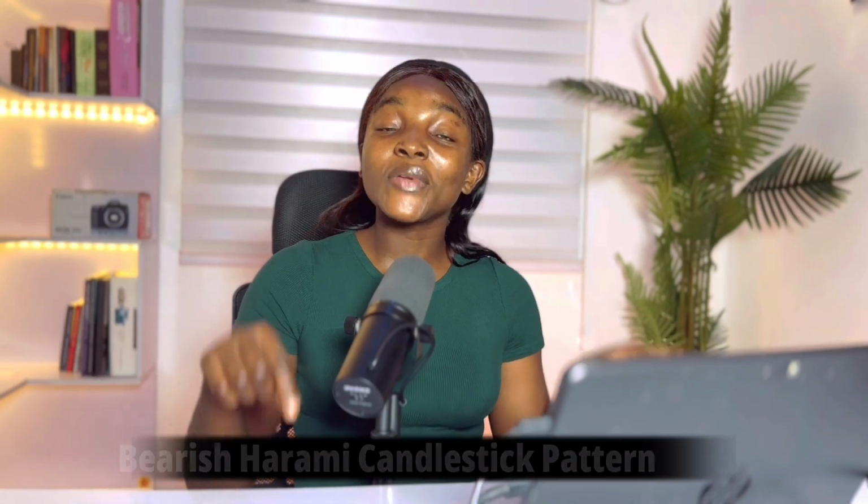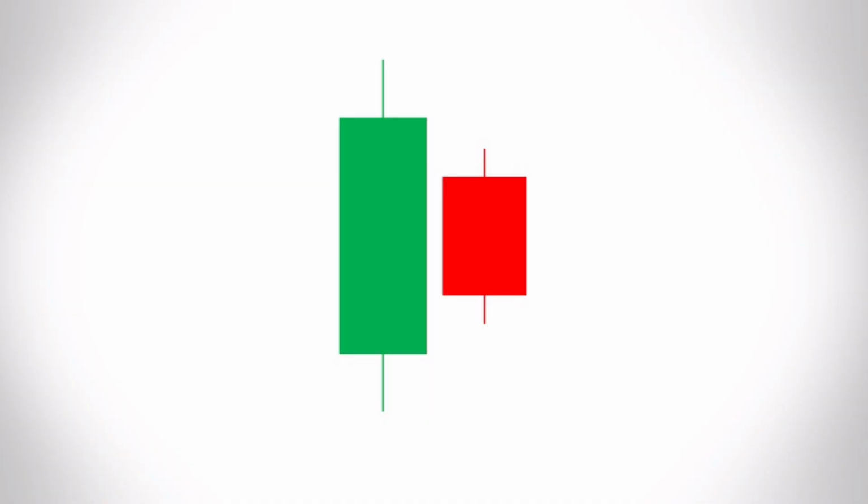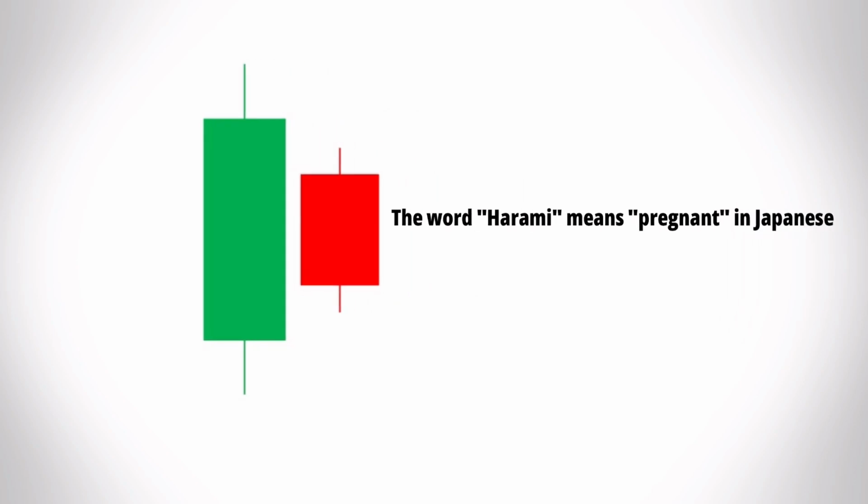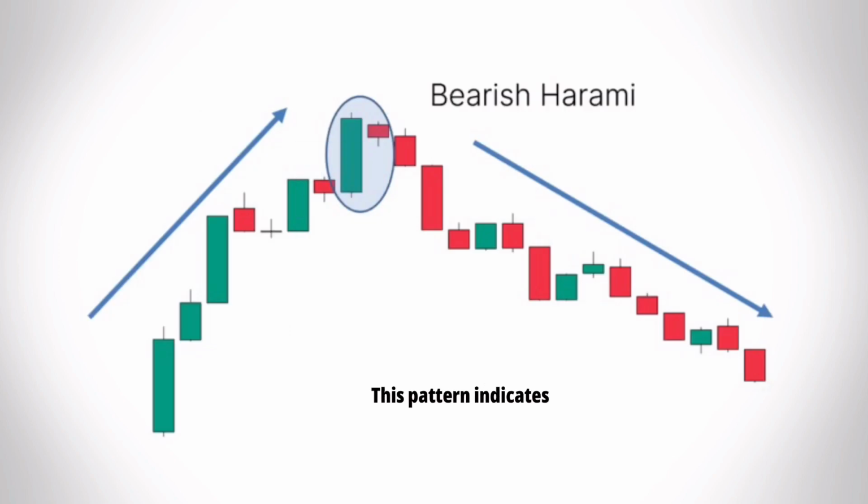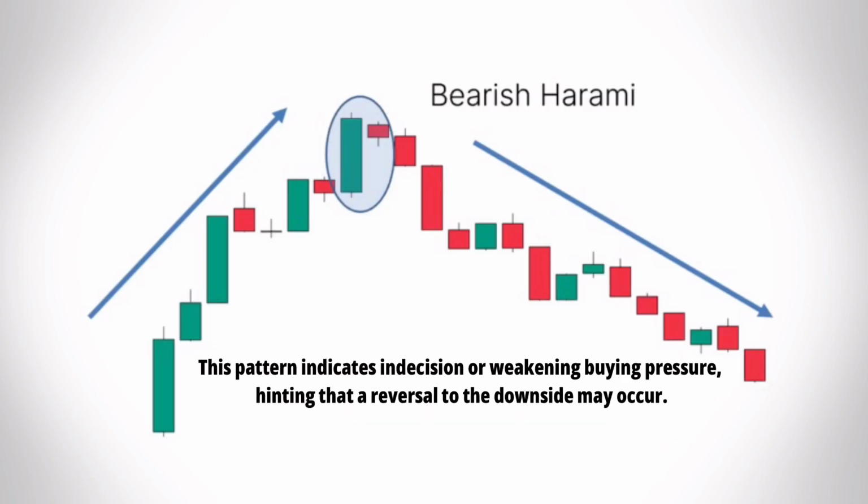The next bearish candlestick pattern on our list is the bearish harami candlestick pattern. The bearish harami is a 2 candlestick pattern that signals a potential reversal from an uptrend to a downtrend. The word harami means pregnant in Japanese, describing how the 2nd candle fits entirely within the body of the first, resembling a small baby inside a larger mother candle. This pattern indicates indecision or weakened buying pressure, hinting that a reversal to the downside may occur.